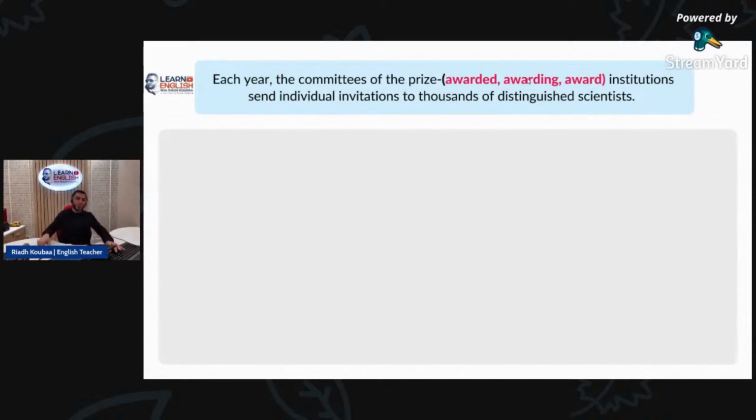Great. Then each year, the committees of the prize awarding institutions send individual invitations to thousands of distinguished scientists. Again, this is my indicator here. I have a noun. So what do we need before a noun? We will need an adjective. Adjective plus noun. Good.